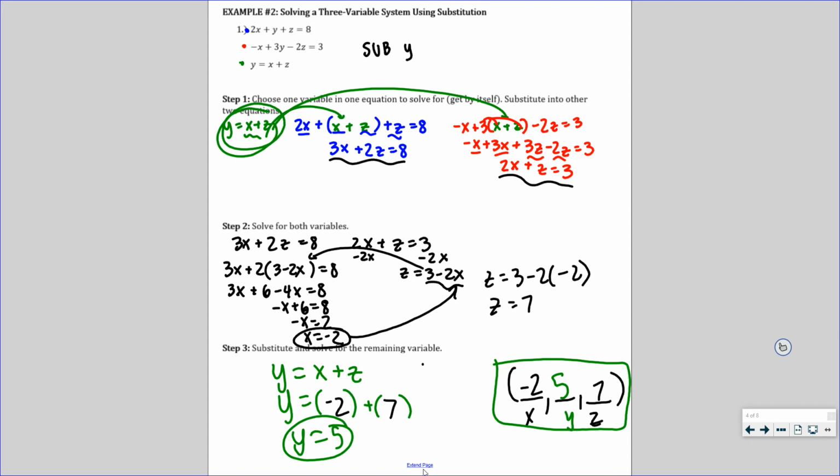How did you solve for the third one? Look right here. Y is the same as x plus z. Now we know x and z, so that'd be 5. You plugged the 2 variables you already found into your original equation.